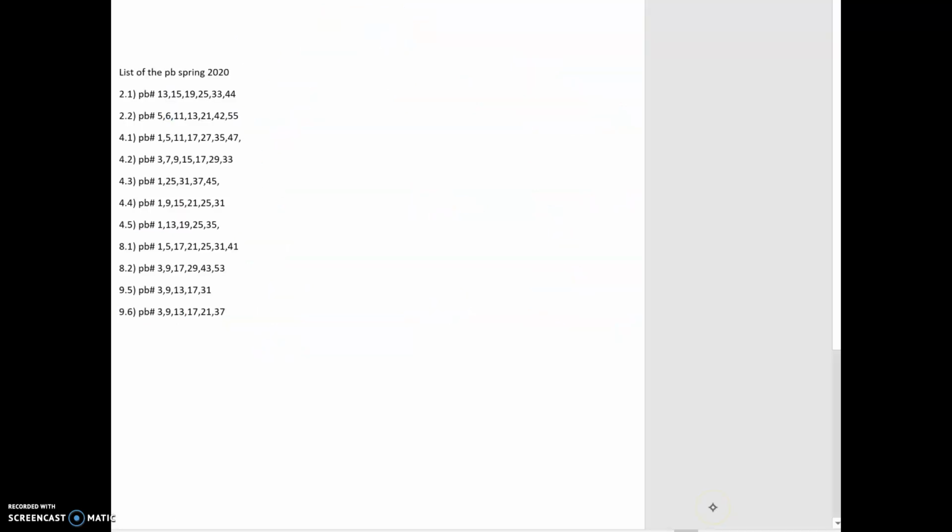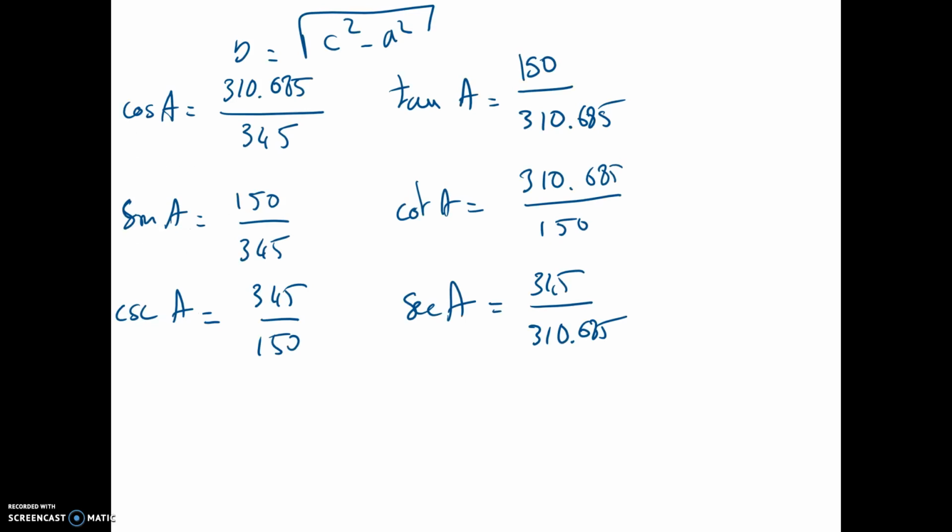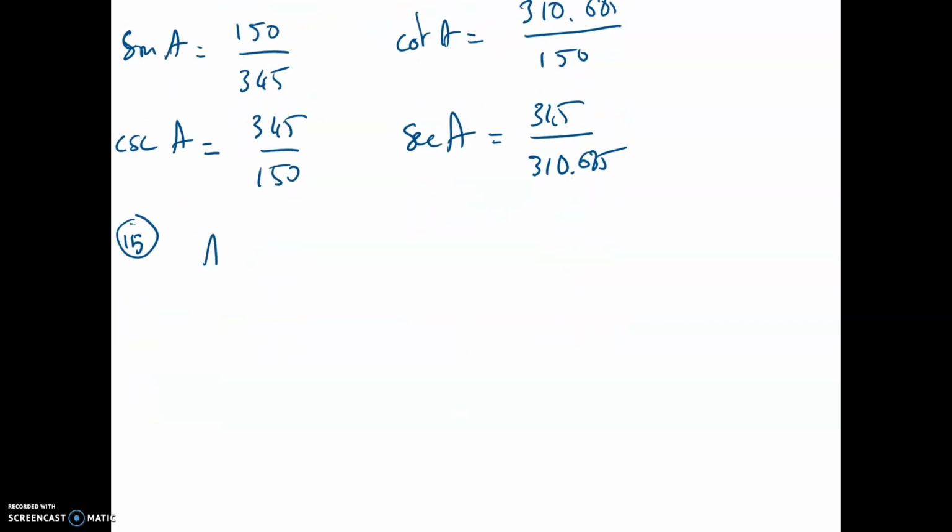All right, now let's do the next problem. Problem number 15. What do we have in this problem number 15? We have an angle A equal to 32.110 degrees, and we have C equal to 56.85.